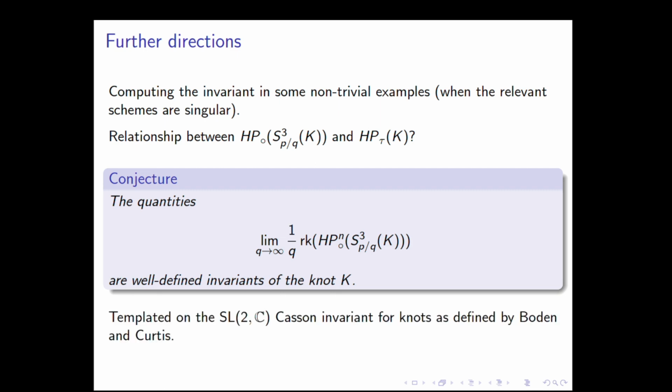This conjecture is actually templated on something called the SL2C Casson invariant for knots as defined by Boden and Curtis. So they make an analogous definition where here HPN, that quantity, is replaced by their SL2 Casson invariant of a 3-manifold. So in that way they extract an invariant for knots by finding this asymptotic quantity for the Dehn surgeries. So I've computed HP for the trefoil and the figure 8, and I verified this conjecture in the case of HP for the trefoil, or HP sharp for the trefoil, and HP for the figure 8. But it would be interesting to see if it does hold in general, and if so, then this is some new knot invariant, and how does it relate to HP tau, the other knot invariant.